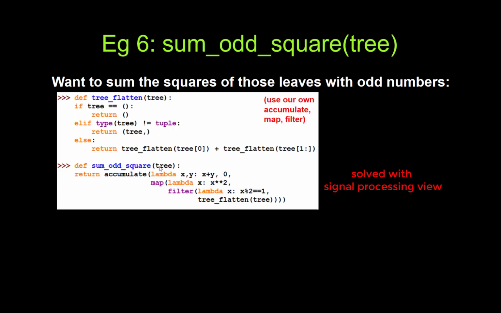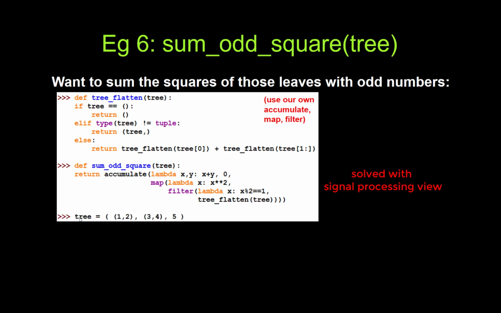Remember our signal processing view? We can easily solve this with that. The tree flatten is here. We can first take the tree and flatten it. Then we check with filter that it is an odd number. Then we keep it. For each of the odd numbers, we square it. And then the squares of all these odd numbers are accumulated to a final answer.